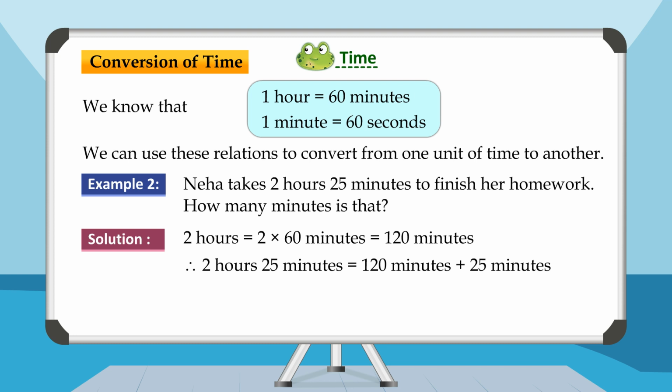Therefore, 2 hours 25 minutes is equal to 120 minutes plus 25 minutes is equal to 145 minutes.